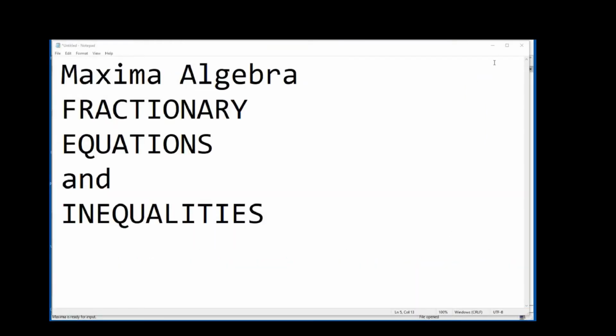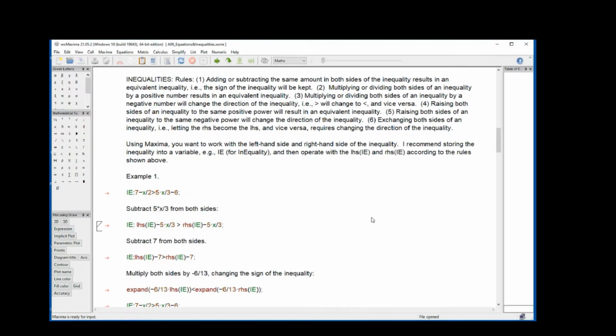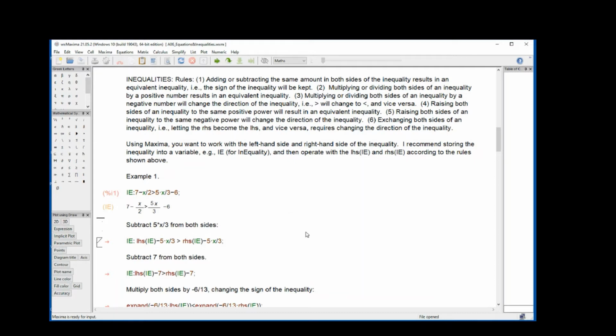In this video, we also discuss inequalities. An inequality is an expression like this where there is an unknown variable x, but the two sides of the inequality are not related by an equal sign, but by a less than or a greater than sign. Let's look at what the inequality will look like.